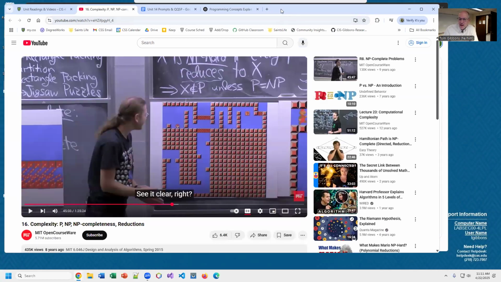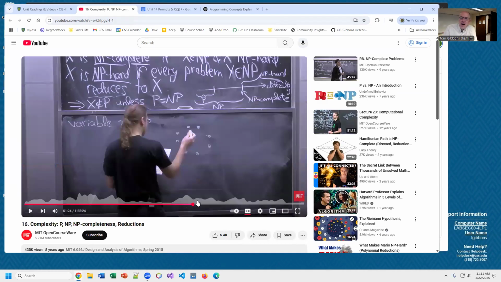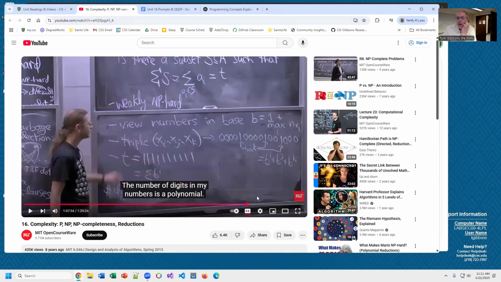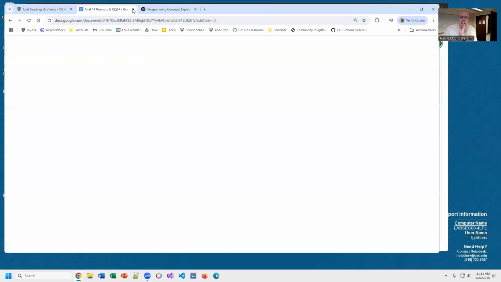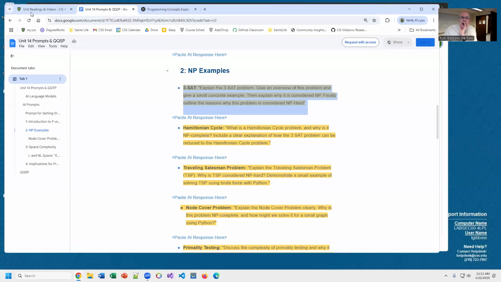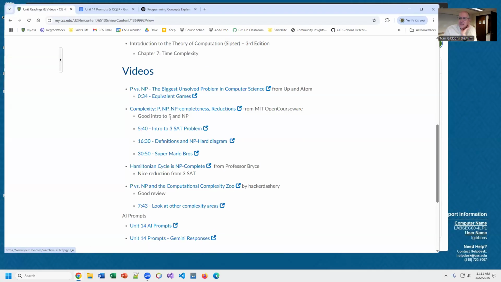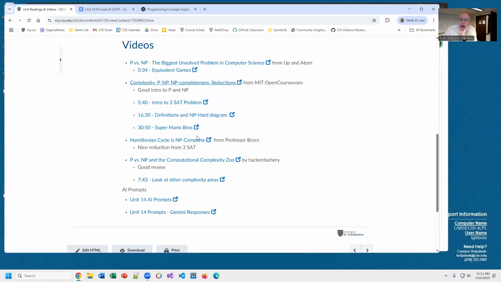So he goes on and talks about a number of other reductions here, and I'm going to skip those. So that's this MIT OpenCourseWare. I'm going to jump into a specific NP-complete problem, and that's the Hamiltonian cycle problem.